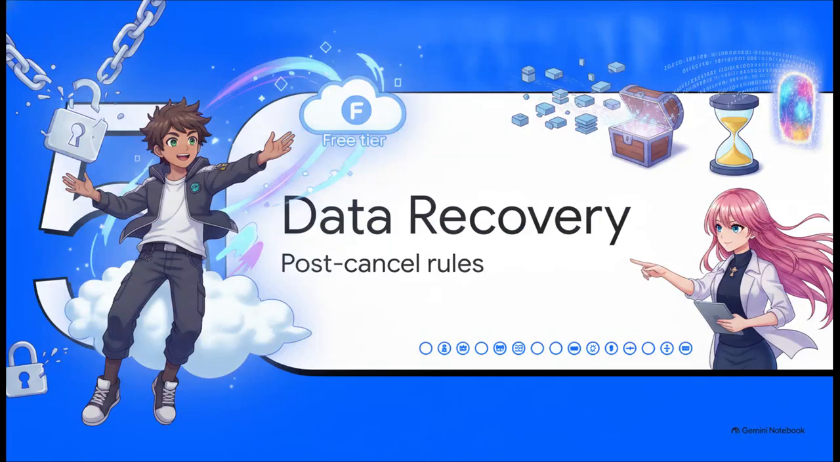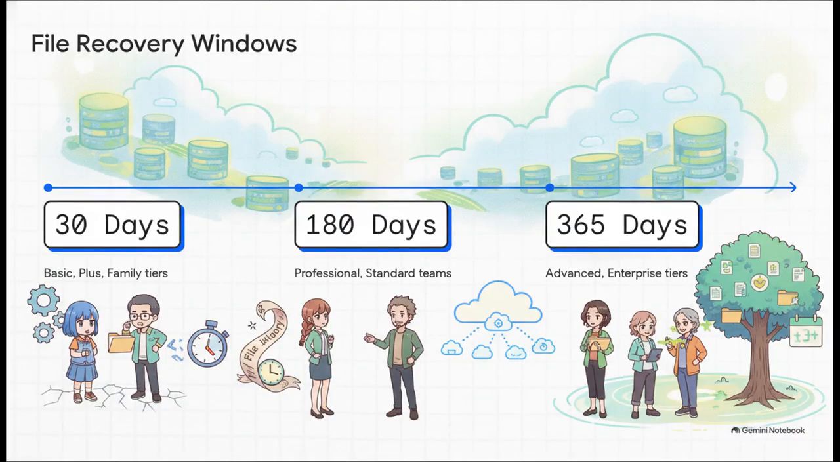Section 5. Post-cancellation data recovery. All right, the contract is canceled, you've jumped the hurdles, and now you're sitting on the free tier. Let's look at what happens to your data now. Depending on which plan you just downgraded from, your window to recover deleted files or roll back to previous versions changes pretty drastically. If you're on Basic, Plus, or Family, you have a tight 30-day window. Professional and Standard teams get 180 days. But Advanced and Enterprise users, you get a full 365 days of recovery buffer before any deleted files are completely scrubbed from the servers.